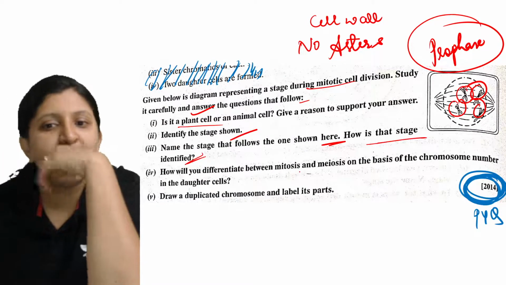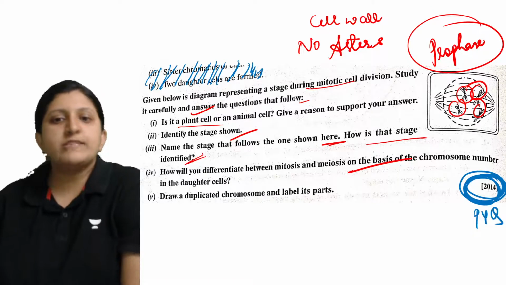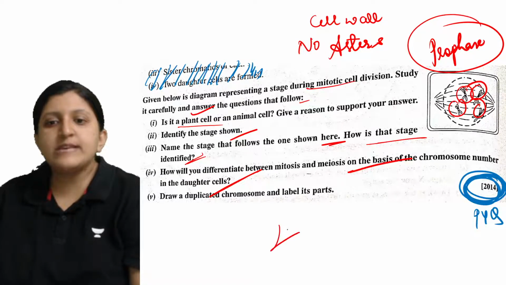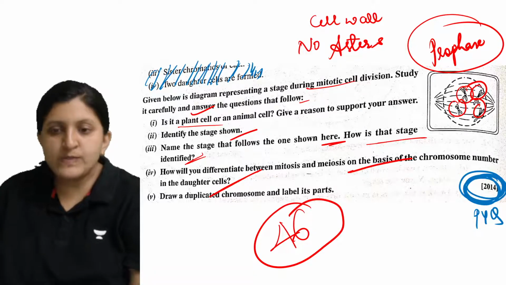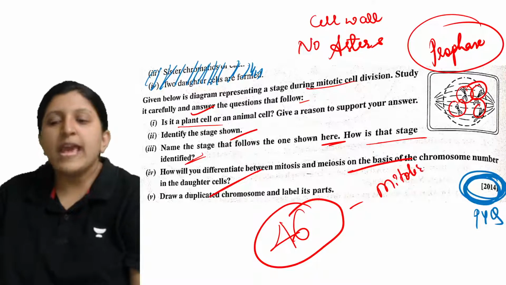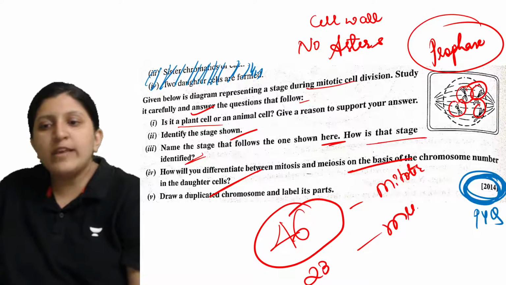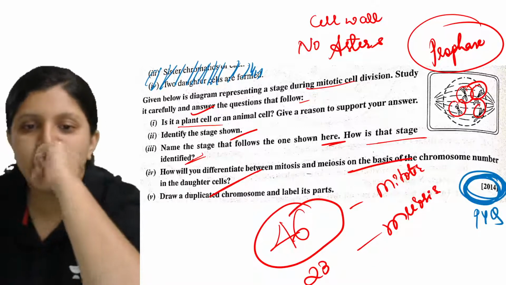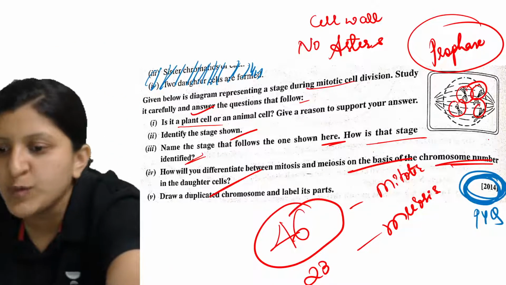How will you differentiate between mitosis and meiosis? That is on the basis of chromosome number in the daughter cell. If the cell has 46 chromosomes, it is a mitotic cell division. If the cell has 23 chromosomes, in that case it is meiosis, a meiotic cell division. So that is based on the chromosome number.